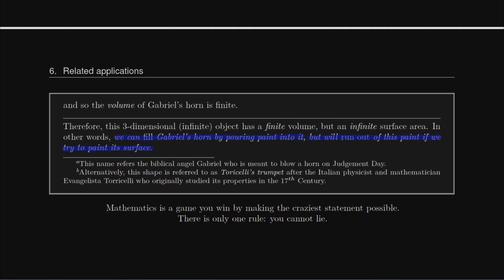Well, what a way to end the semester to say, once again, mathematics is a game you win by making the craziest statement possible.